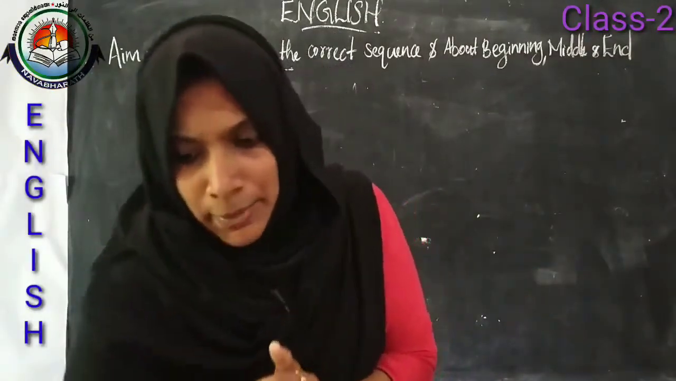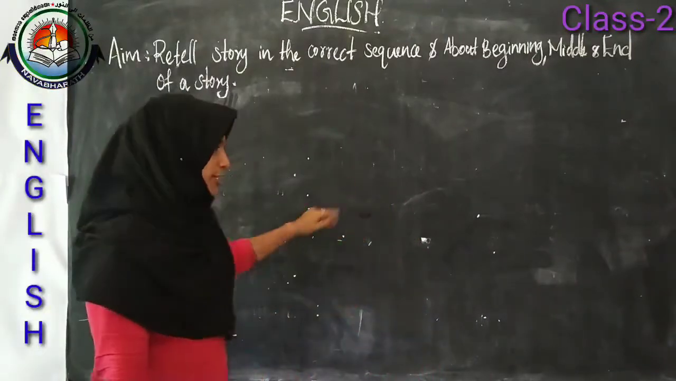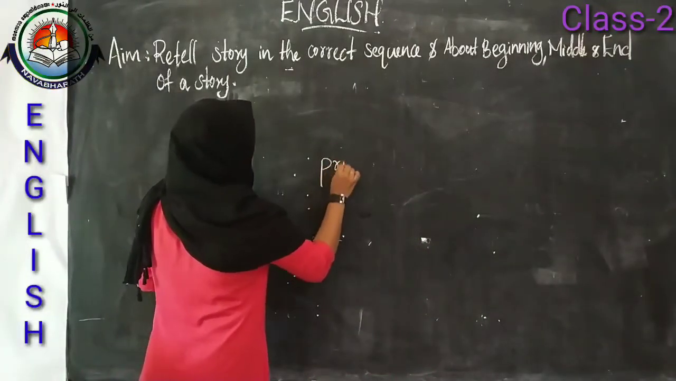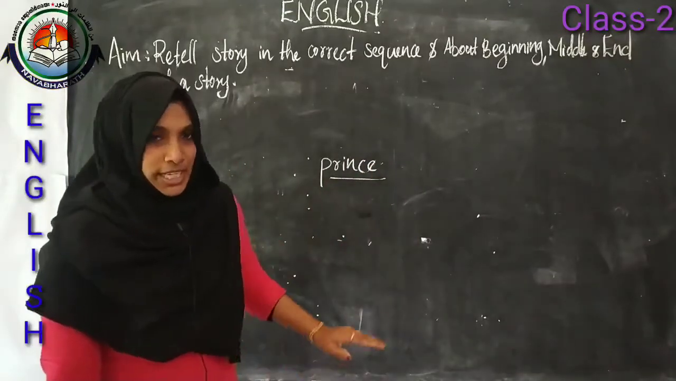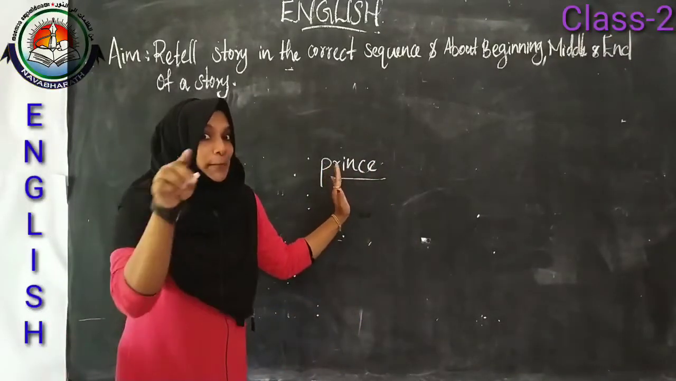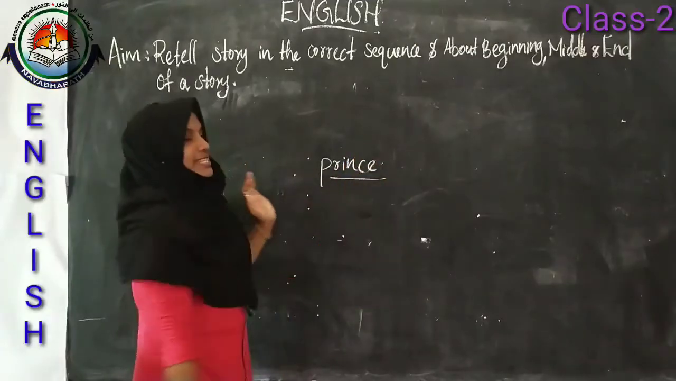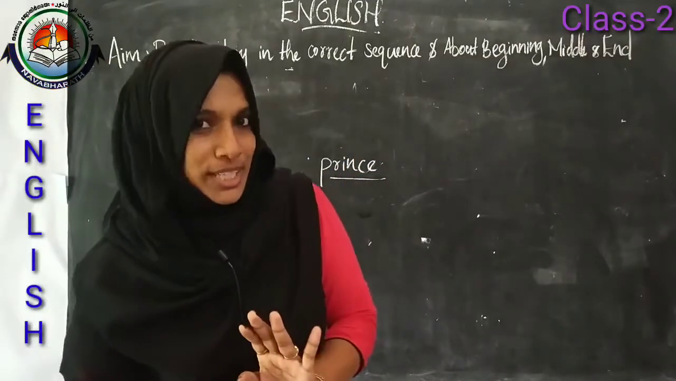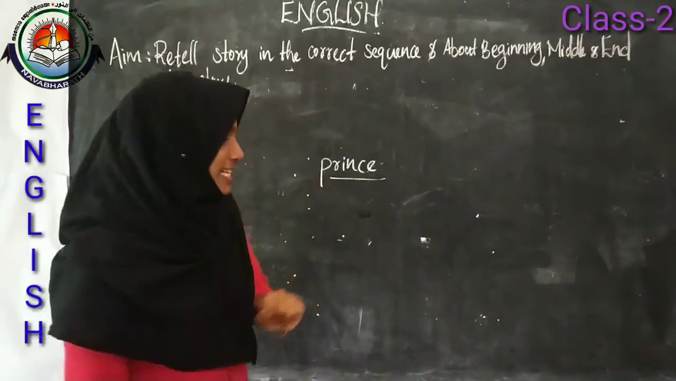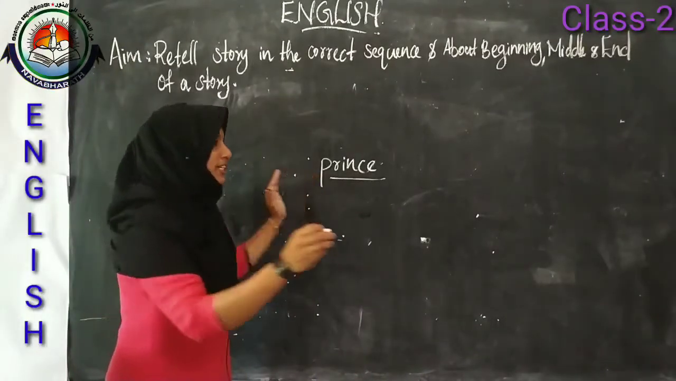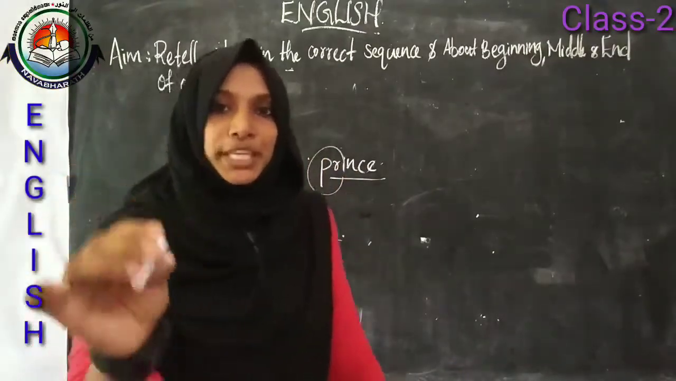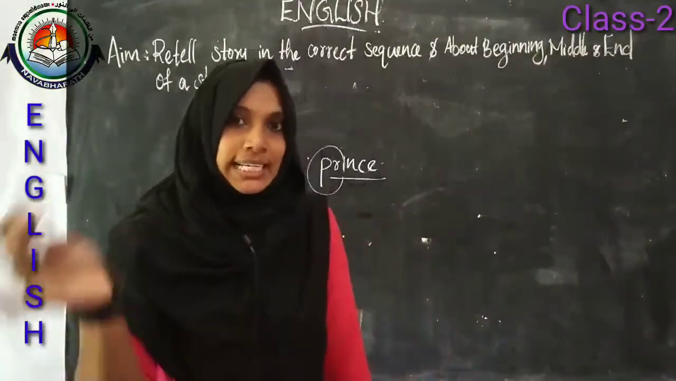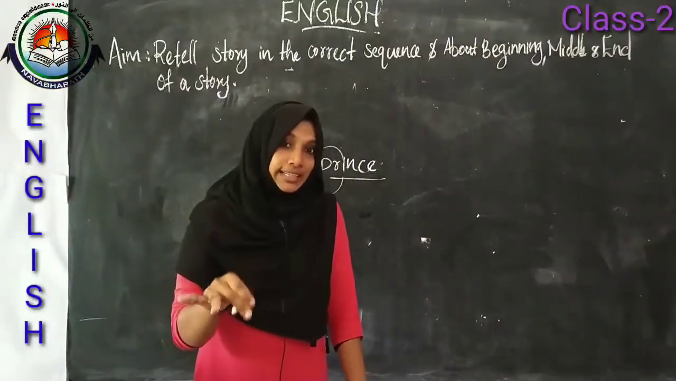Okay, see, ma'am will write a word on this board. It is prince. This is the word. Here, one more blend is hiding inside this word. Can you find out that? Yes, it is pr. What is it? It is the blend pr. P-R, pr. Like dr, br and tr.